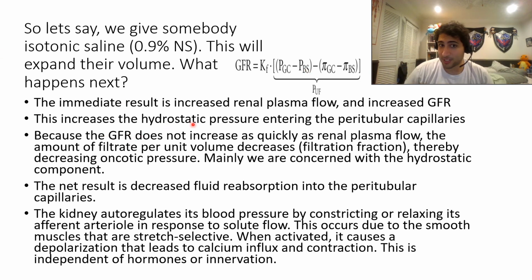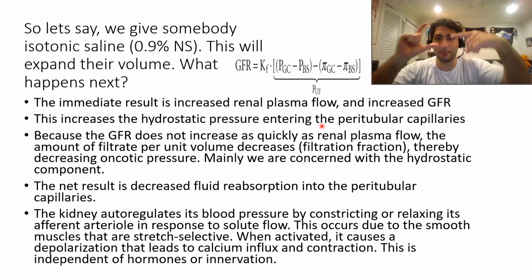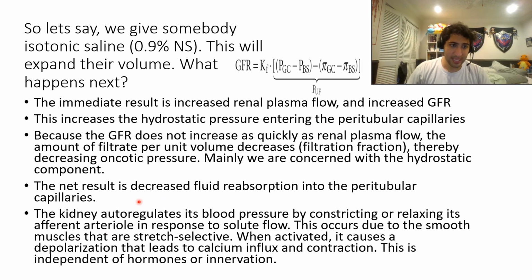Because the GFR does not increase as quickly as the renal plasma flow, the amount of filtrate per unit volume decreases. And that decreases the oncotic pressure, but we're not worried about that. That's not a big deal. I just want you to be aware that while the renal plasma flow increases, when you're doing a sudden increase like through normal saline, the GFR doesn't keep up initially. So the net result is that there's decreased fluid reabsorption into the peritubular capillaries, but overall you've maintained the perfusion pressure.